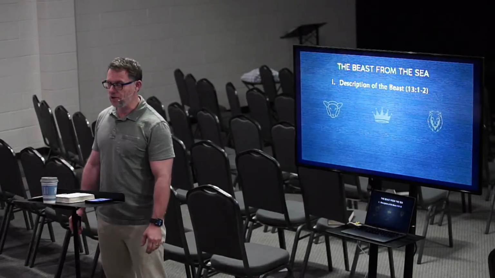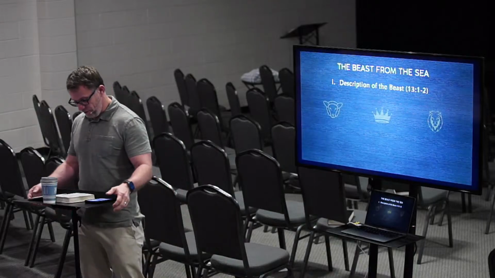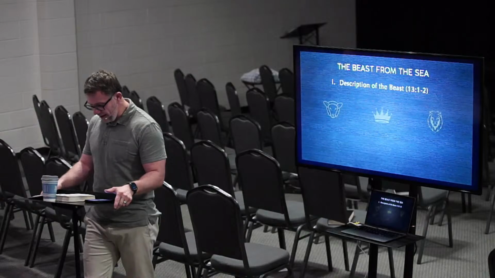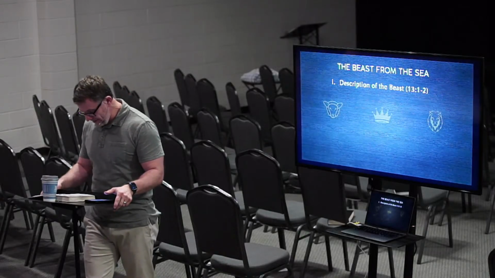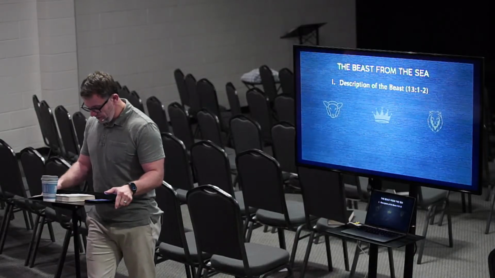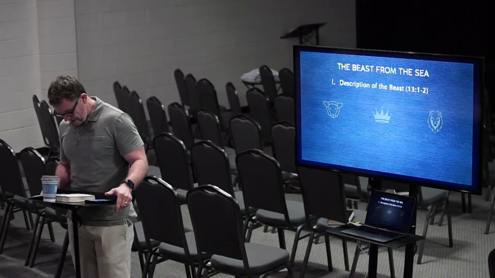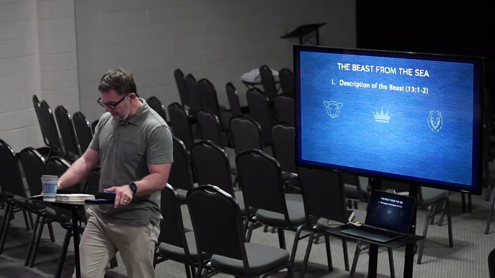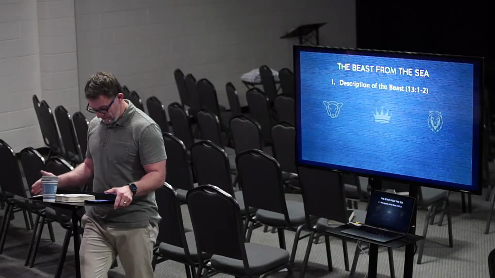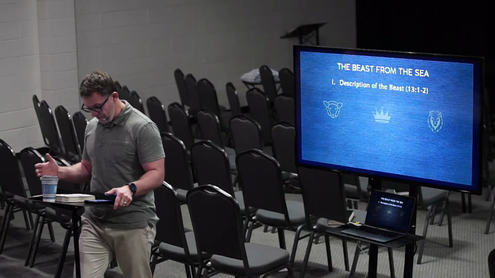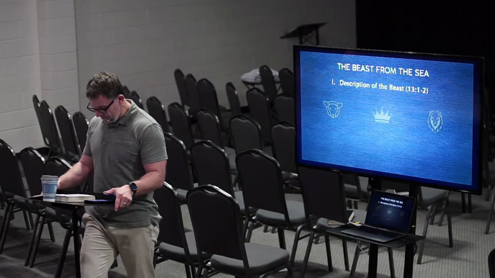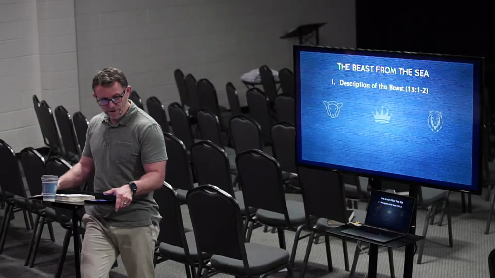First, we get a description of this particular beast in the first 2 verses, where John says, "And I saw a beast rising out of the sea with 10 horns and 7 heads, with 10 diadems or crowns on its horns, and blasphemous names on its heads. And the beast that I saw was like a leopard. Its feet were like a bear's, its mouth was like a lion's mouth. And to it the dragon gave his power and his throne and great authority."